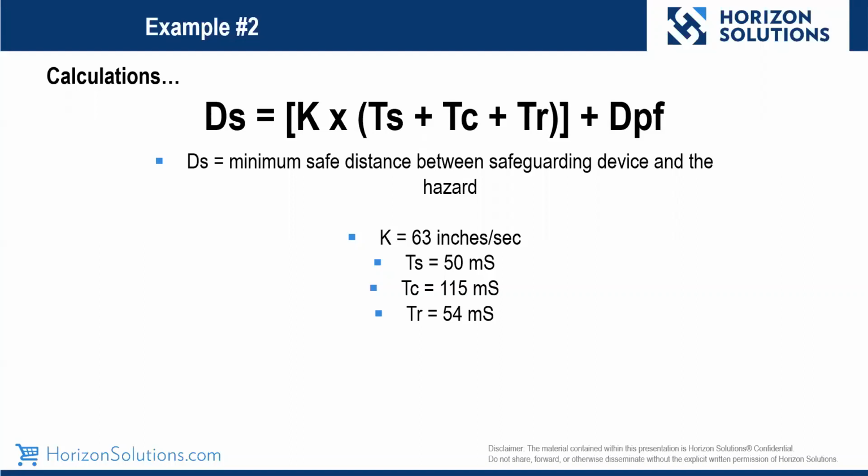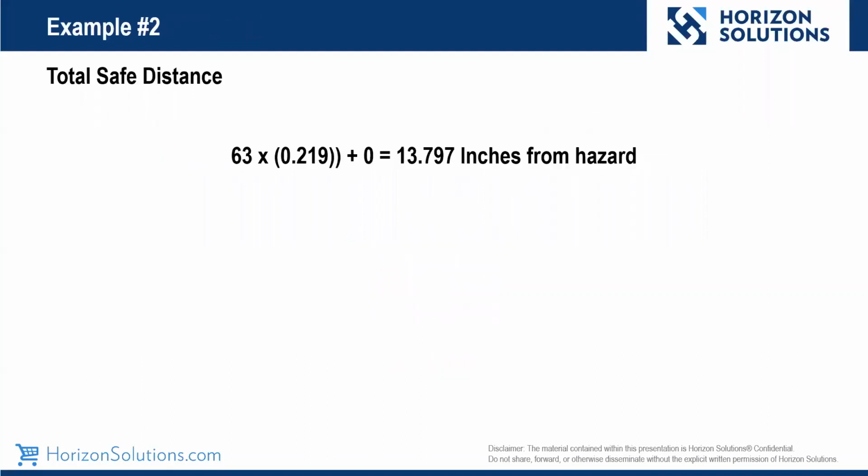Our input device is still reacting in 54 milliseconds, as it's still the SensaGuard switch, which means it also has a depth penetration factor of 0. Plug all these numbers in, and we get a 219 millisecond total reaction time for our safety system. That puts us almost 14 inches, a little over 13 3/4 inches from the hazard. There's a significant increase in distance over our relay solution.